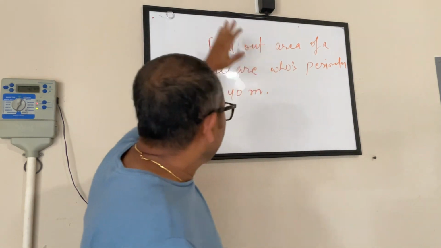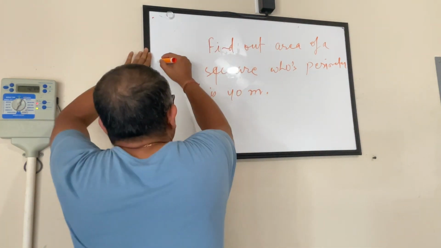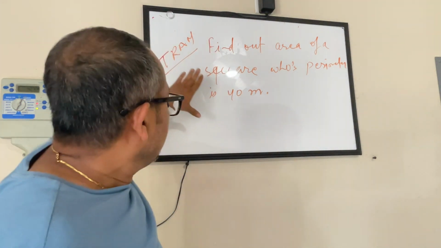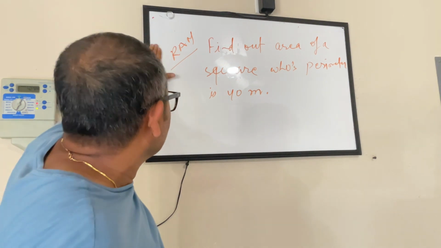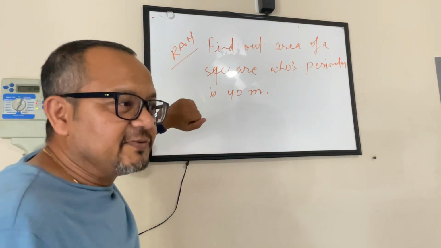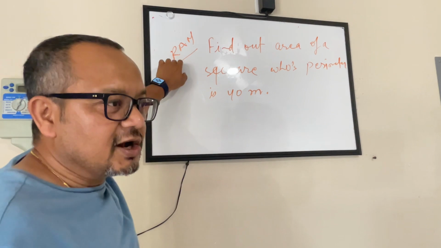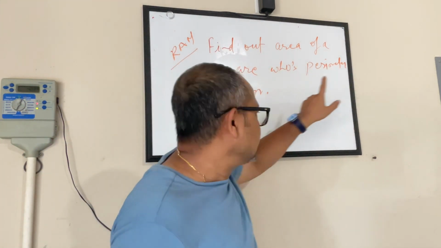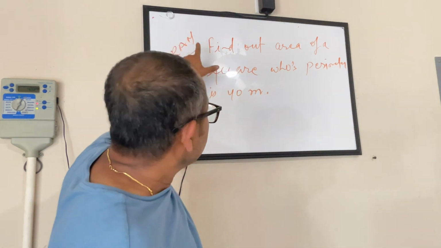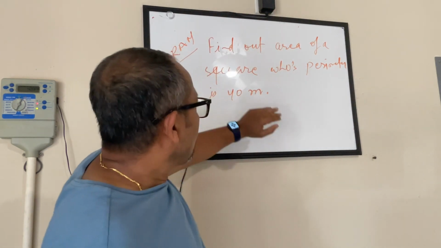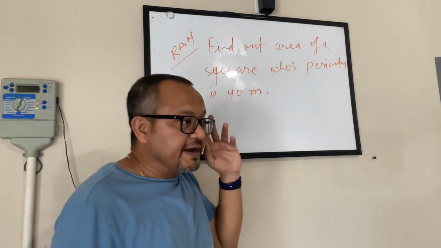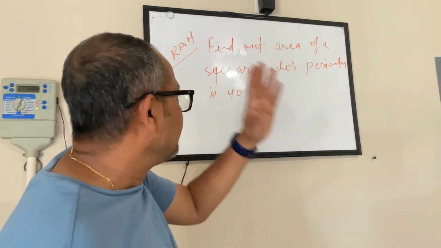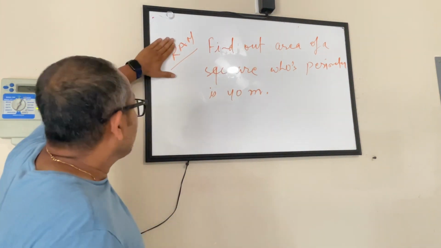When you read this question, it's the same thing that I talk about. Trust is always there. There is nothing in life without trust. Now, read: find out the area of a square whose perimeter is 40 meters. I read this 2-3 times. The reading part is done.